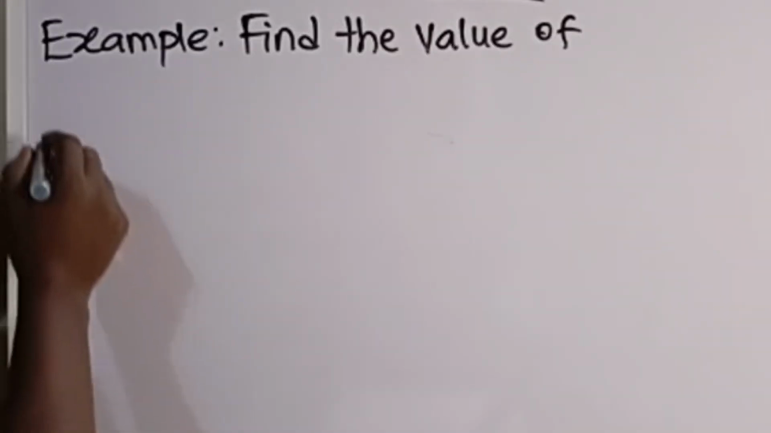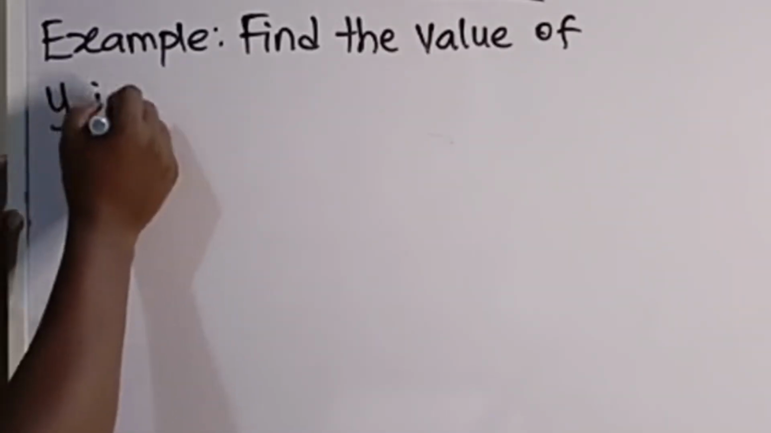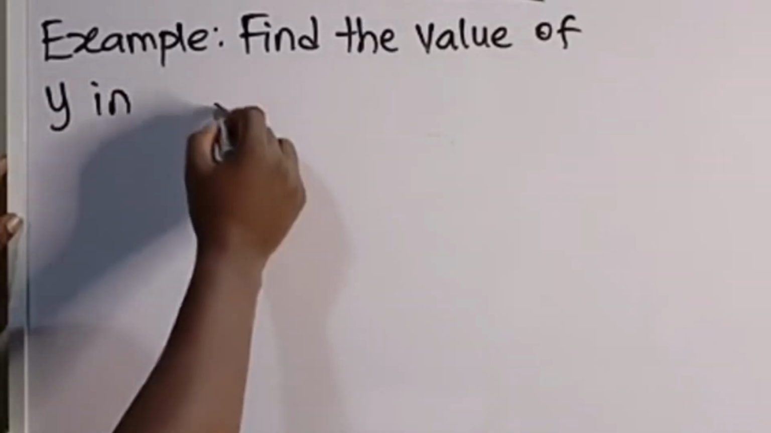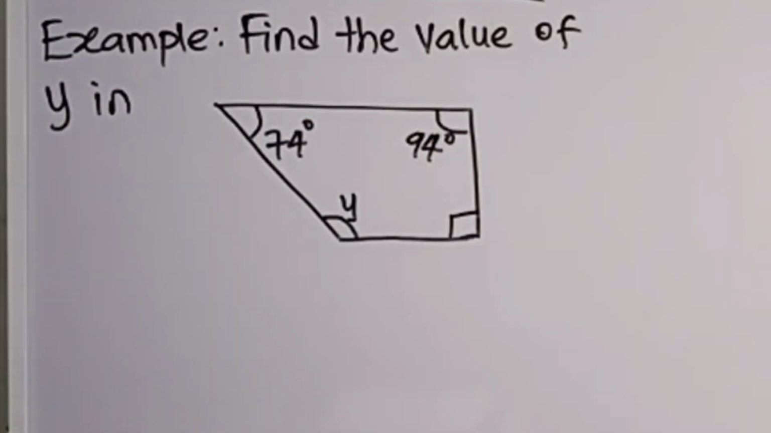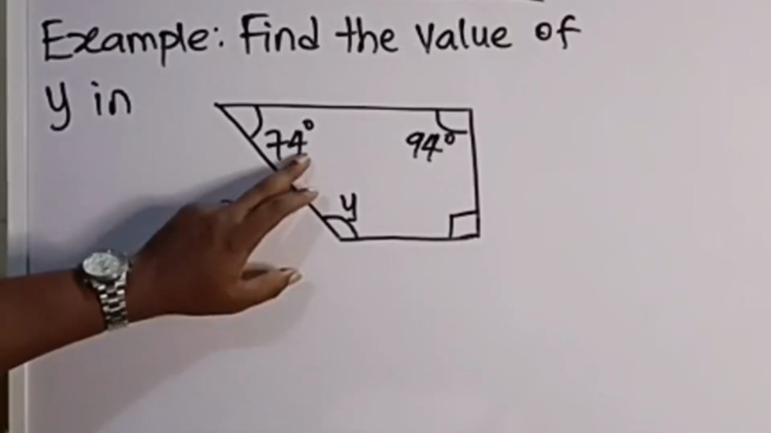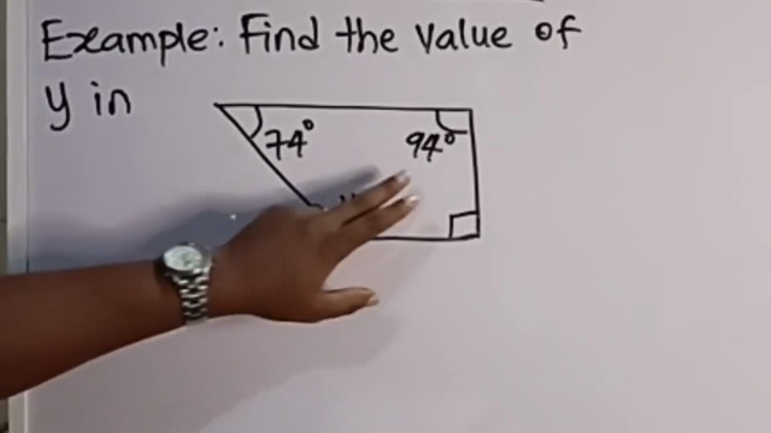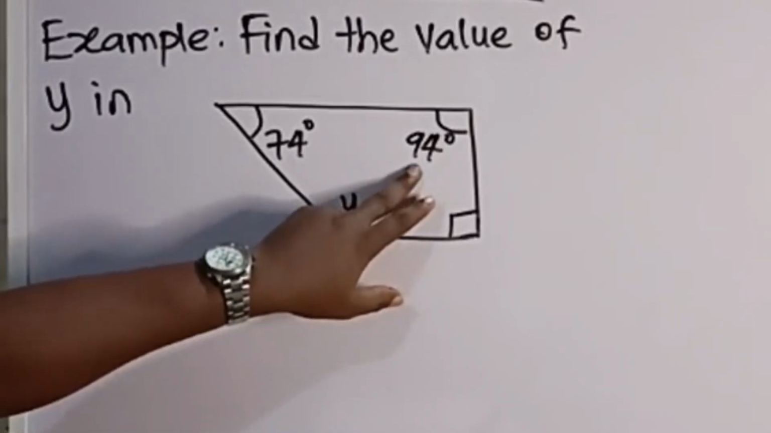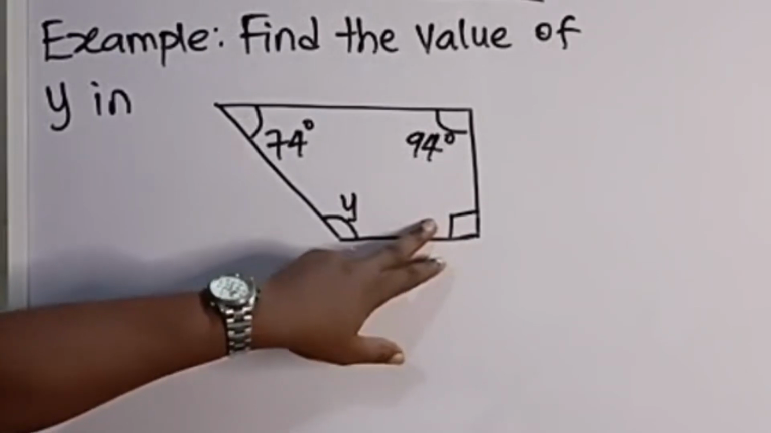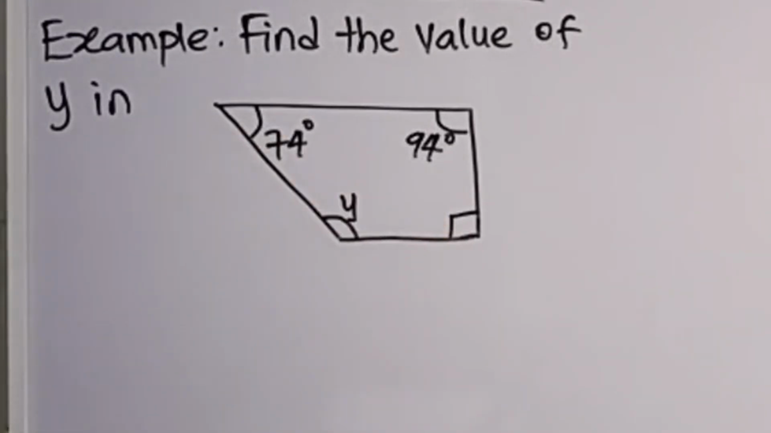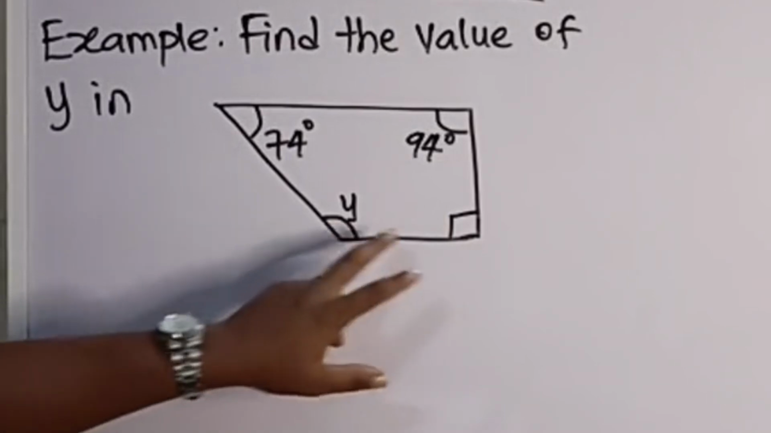Here we are expected to find the value of y, but we have an issue here. We know this angle to be 74 degrees. We know this angle to be 94 degrees. But do we know this angle? This angle seems to be empty. If two angles are missing, we cannot find an answer. So we have two missing angles.